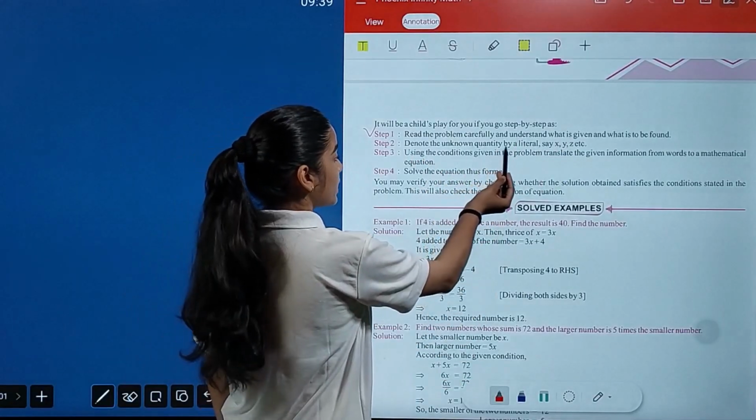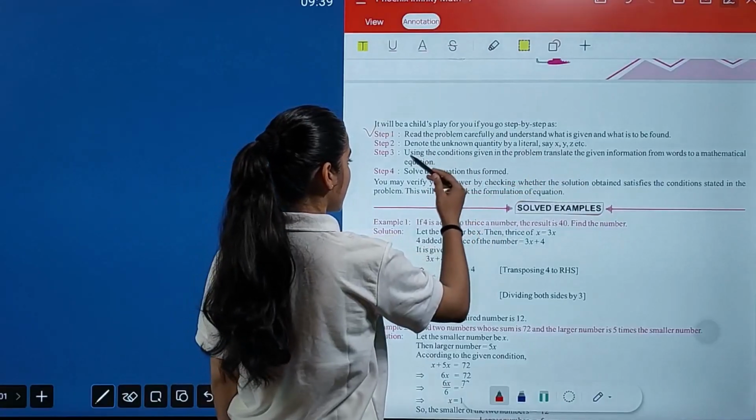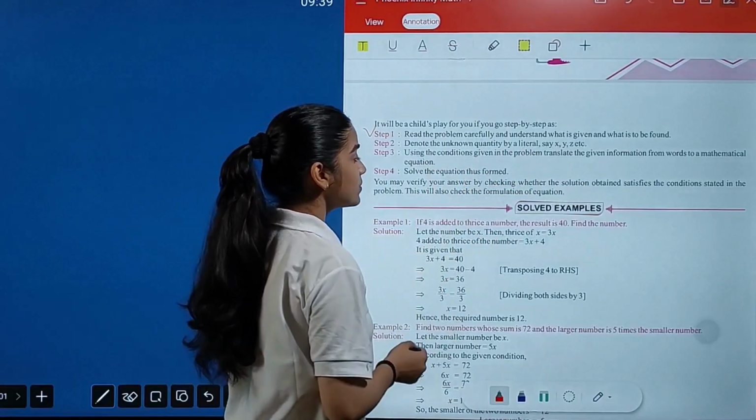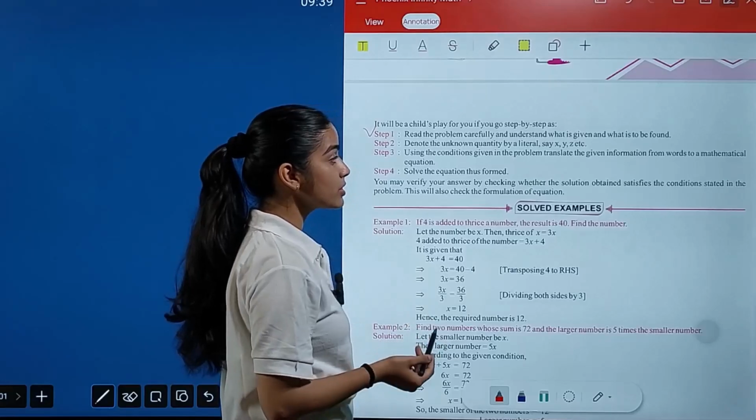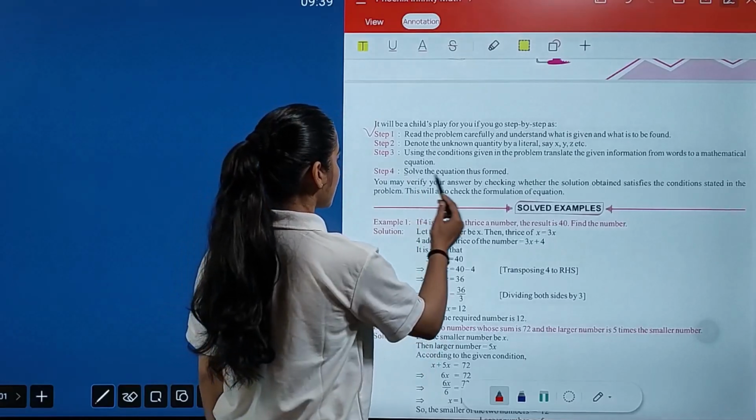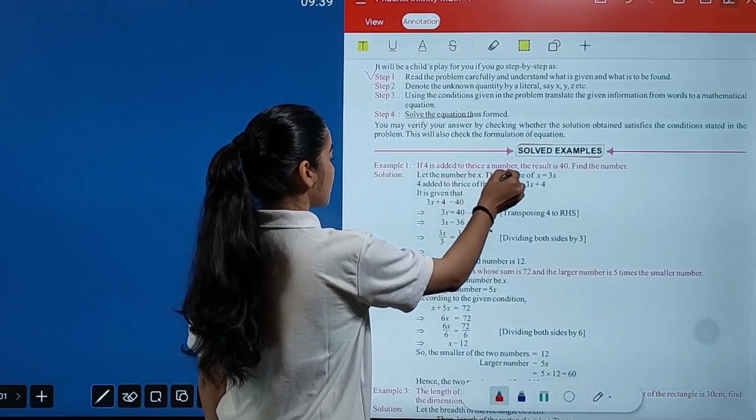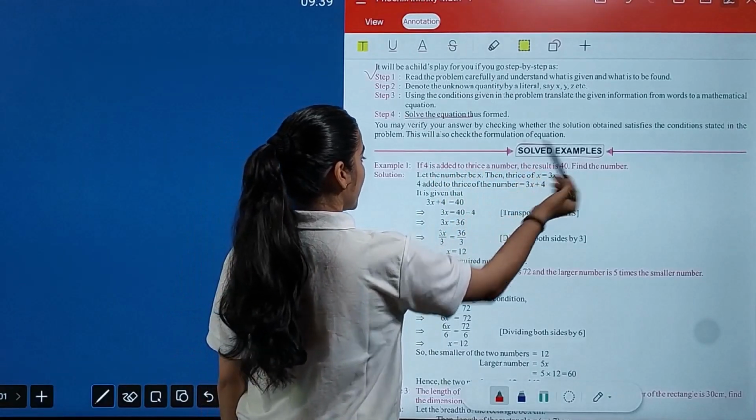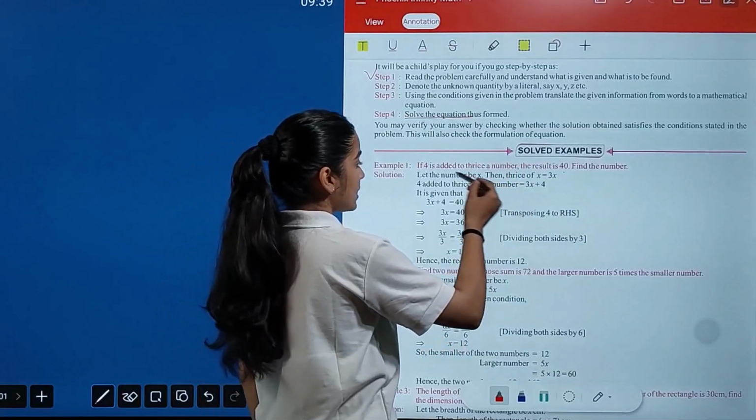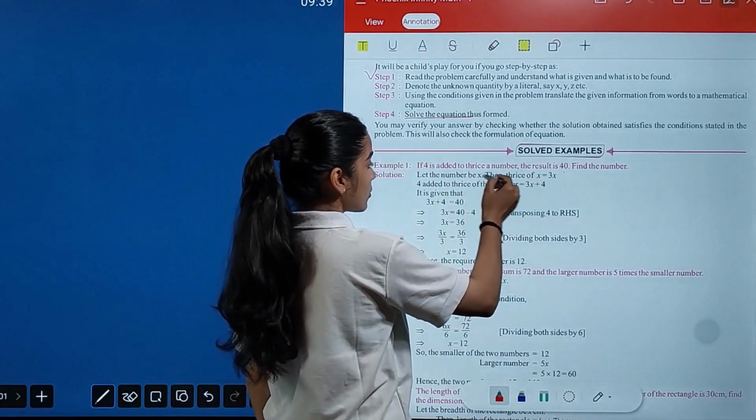Denote the unknown quantity by a literal, say x, y, z, etc. Using the conditions given in the problem, translate the given information from words to a mathematical equation and solve the equation thus formed. For example, if 4 is added to thrice a number, the result is 40. Find the number. So let's take that number x and thrice of it is 3x.